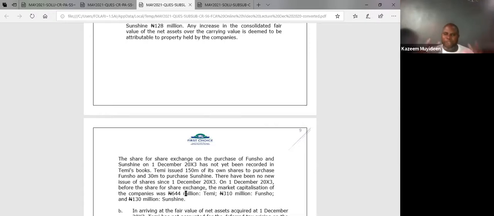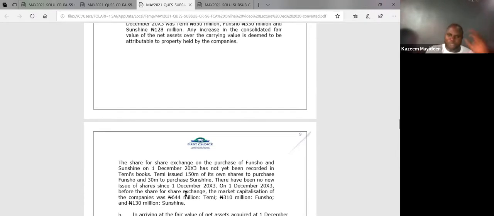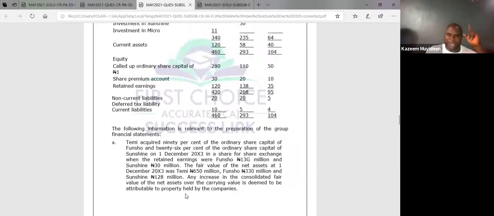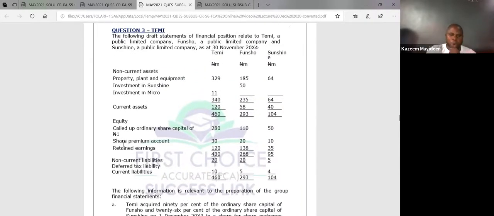What is the number of shares in Temi? I'll go to the financial statement and get the value of shares in Temi. Ordinary share capital is 280. This is the book value, where I will get the nominal value of the shares. This is the book value at 1 naira each.